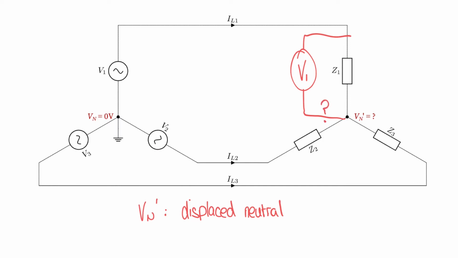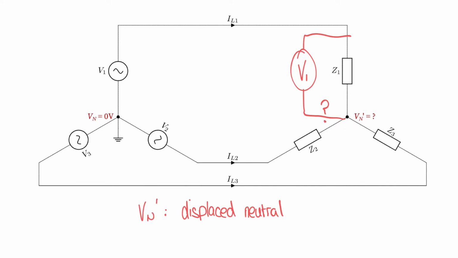Let's say that we're measuring the voltage across Z1. We're measuring the voltage of what would have been V1 applied to that impedance Z1, but V1 relative to what? Well, it's not relative to 0, relative to ground, as it would have been on the source side over here. Rather, it's relative to Vn dash, and we don't know what Vn dash is. So we can't really work out the voltages across our phases.